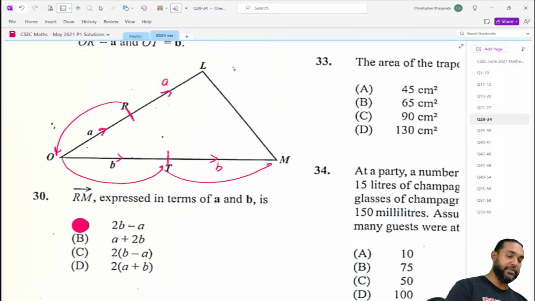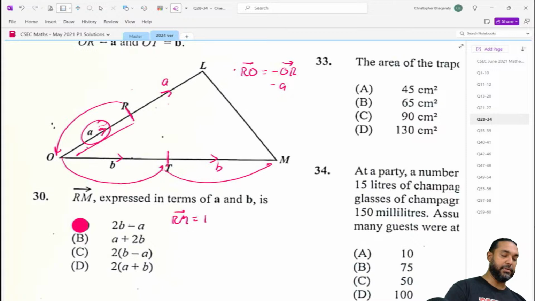Right? But the thing is, about RO, if you notice, RO is going backwards along OR. So going from O to R, the vector is A. So to go backwards along, you have to invert the vector, which simply means changing the direction of the sign. So the vector for RO is equal to minus A. So when we come down here and we say RM is equal to RO plus OM, right.